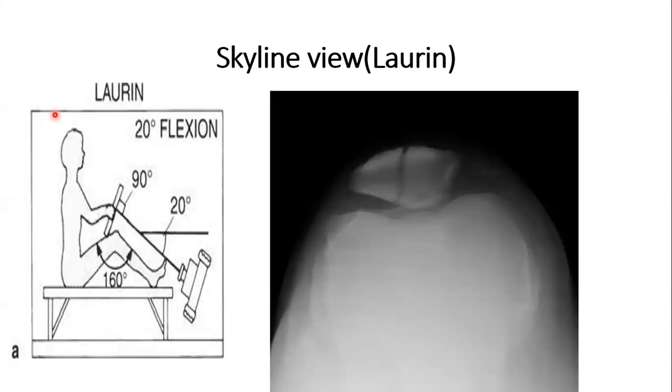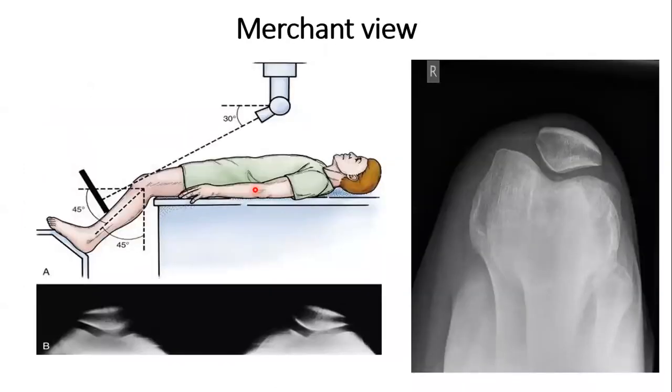Here we have the skyline view, Laurin view, inferior superior projection, showing the patella. And this is the Merchant view, superior inferior projection, with the patient in the supine position.